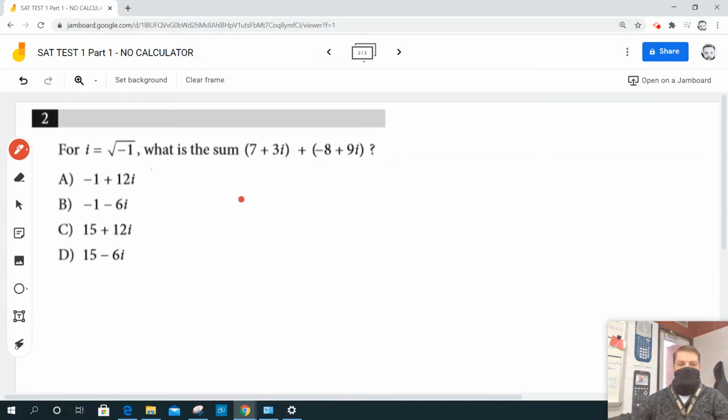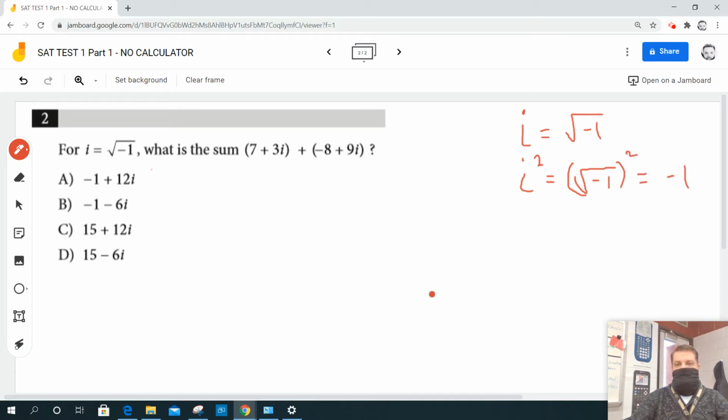So now for this one, it's reminding us that i is equal to the square root of -1. So let's just do a quick review of imaginary numbers. If i is equal to the square root of -1 and I square both sides, then i squared is equal to the square root of -1 squared, which is just -1. And that pattern repeats itself, and we'll just stop right there.